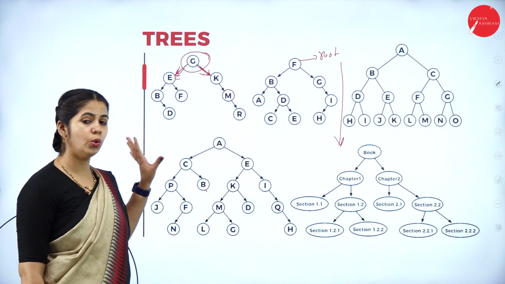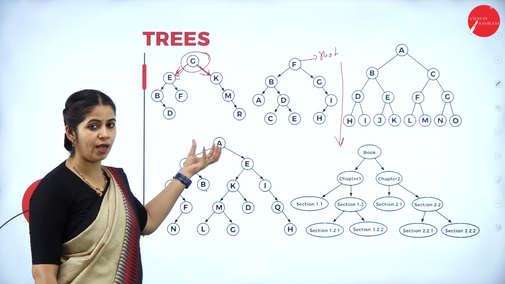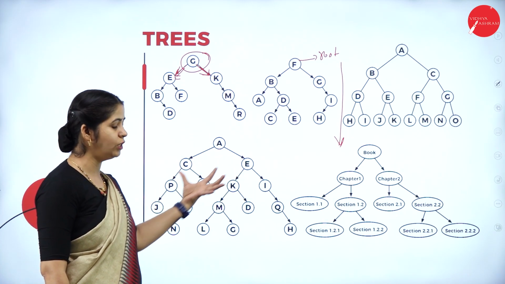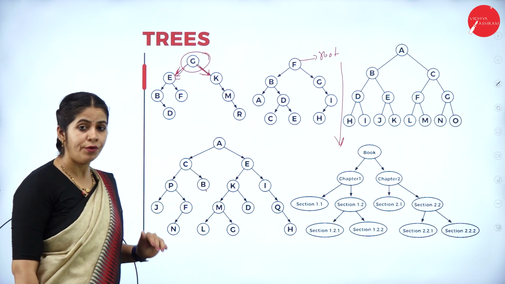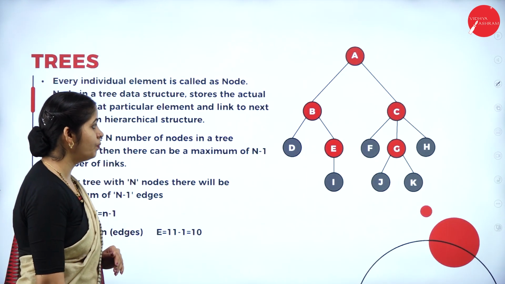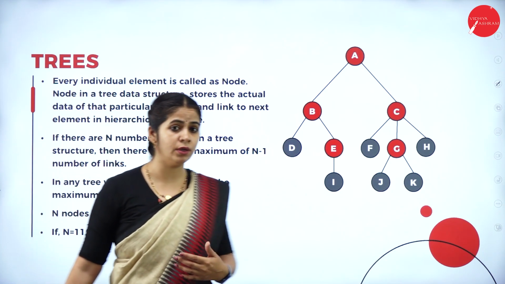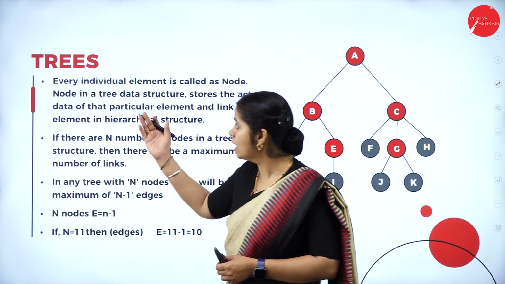Next, you can represent anything, you can take any node, any data, and each node has to be connected with edges. That's how we are going to represent the tree in a diagrammatic representation. Okay, next, let us have some more information on trees.